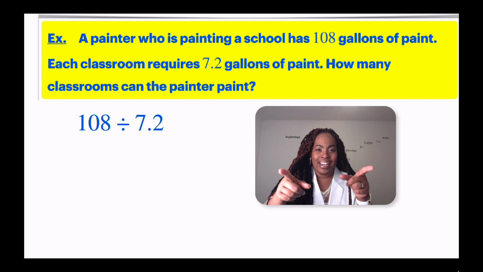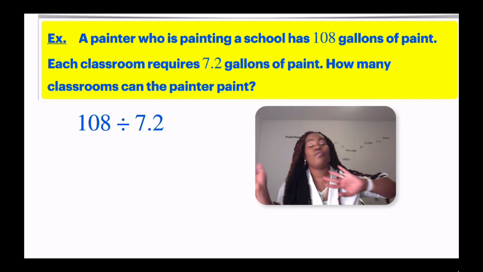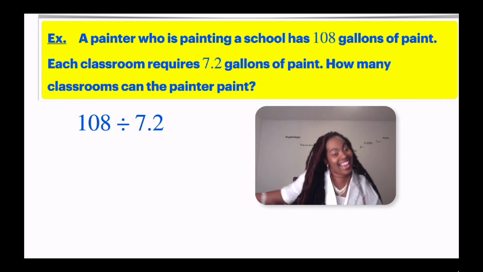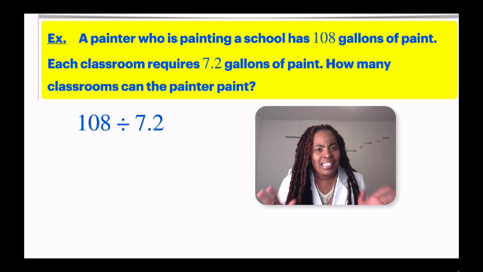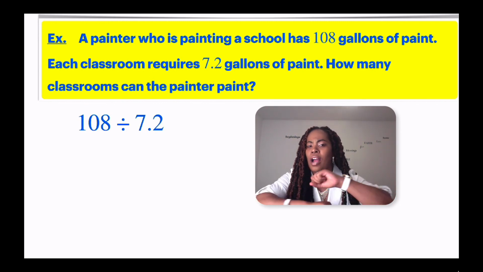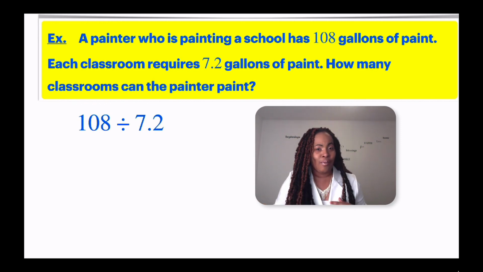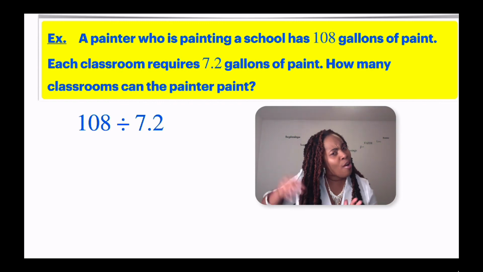Well, guys, looks like you know what we have to do. We're going to divide. So let's set it up. When we set it up, we have 108 divided by 7 2/10. Whoa there. Hold up. Who out there can remember what we said about dividing by decimals?